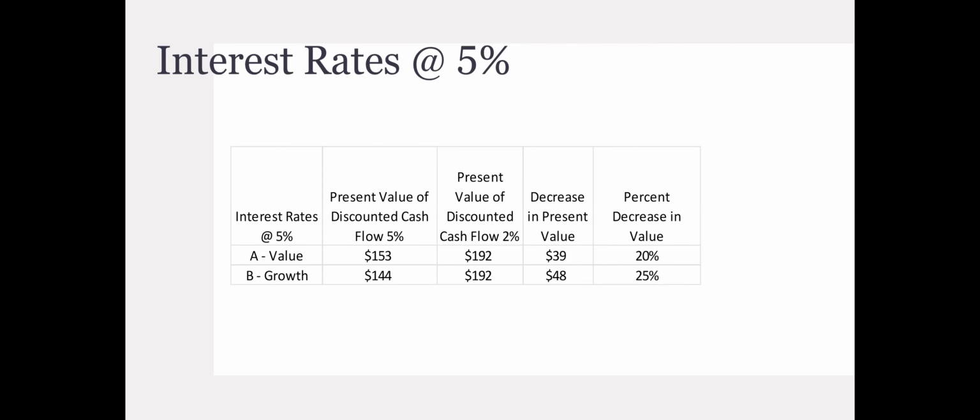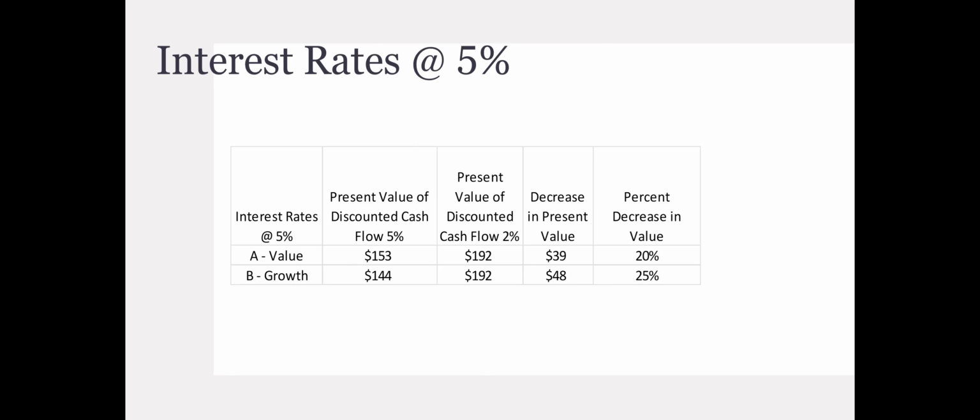And so in that same example, let's now consider those two options, but this time using an interest rate of 5%. When we discount those future cash flows for Company A, the present value using the 5% discount rate translates to $153. You'll see that is $39 less than the original present value of $192, which represents a 20% decrease in the present value of that stock.